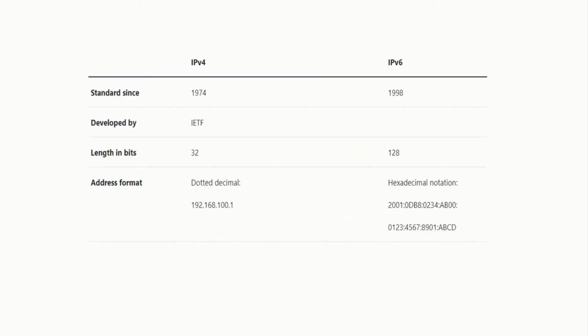Okay, so what is the difference between IP version 4 and IP version 6? IP version 4 was developed in 1974. IP version 6 was developed in 1998. Both were developed by IETF, and the main difference is IP version 4 is 32 bits and IP version 6 is 128 bits. It is a bit longer.